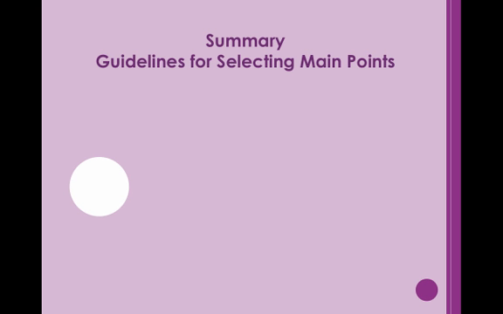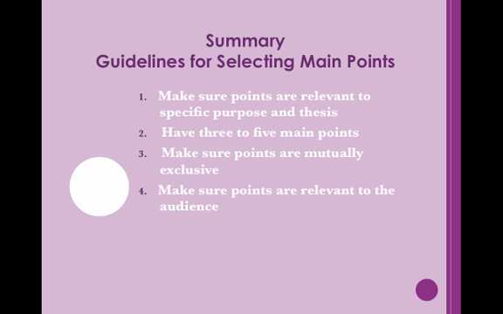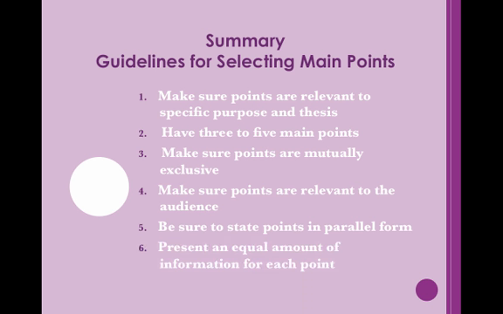So, let's review. When selecting your main points, remember to keep these 6 tips in mind. 1. Make sure they are relevant to your thesis and specific purpose. 2. Be sure there are between 3 and 5 points. 3. Make sure those points are mutually exclusive. 4. Make sure they are relevant to your audience. 5. Be sure to state the points in parallel form. 6. Present an equal amount of information for each point.